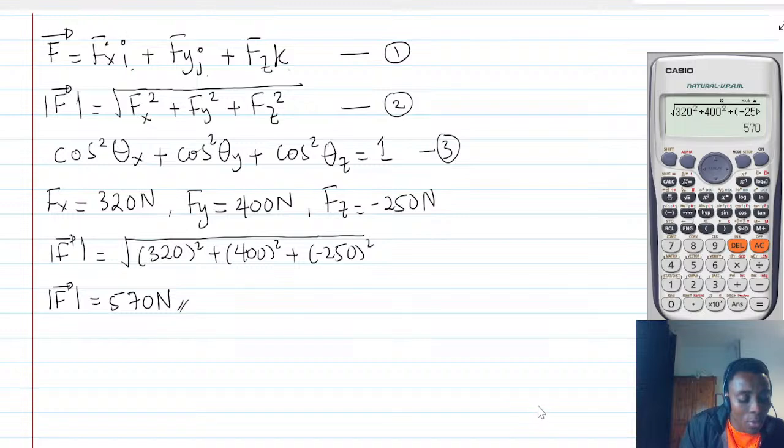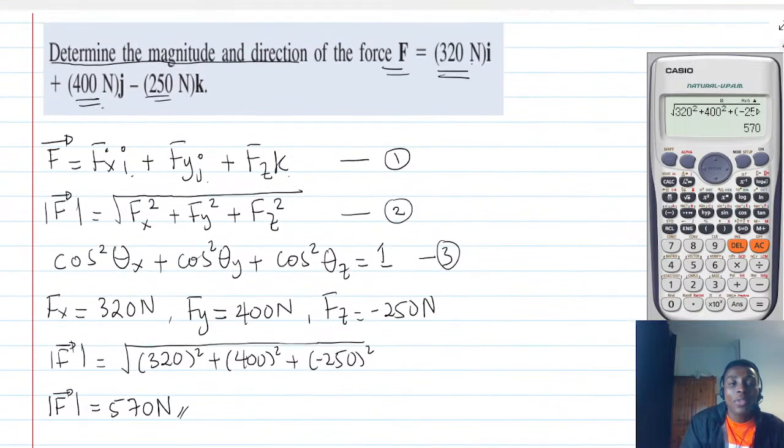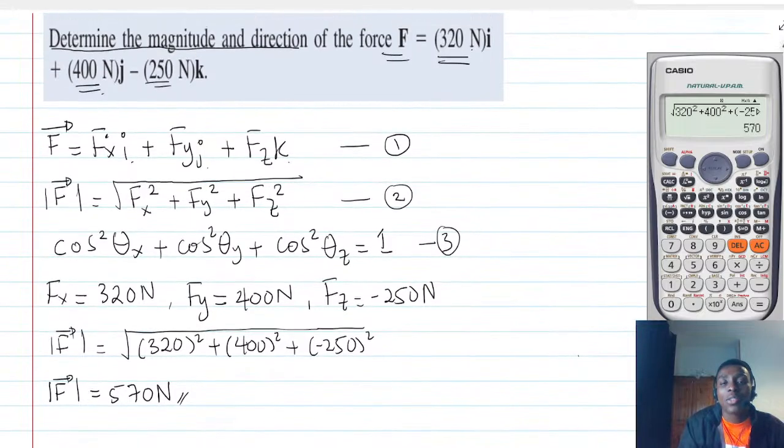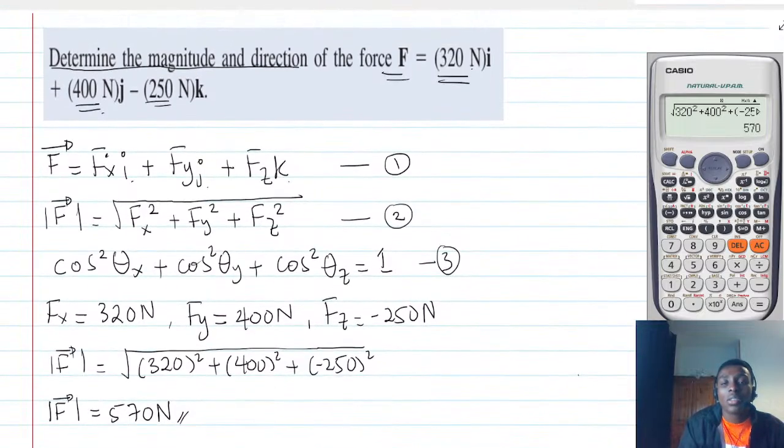Okay, so now at this juncture, we are going to find the direction. You see, the question said find the magnitude and the direction. So now it means that we also need to find the direction, isn't it? So let's try and find the direction as well.